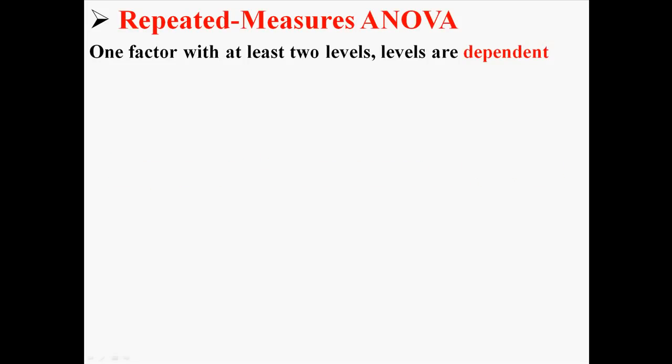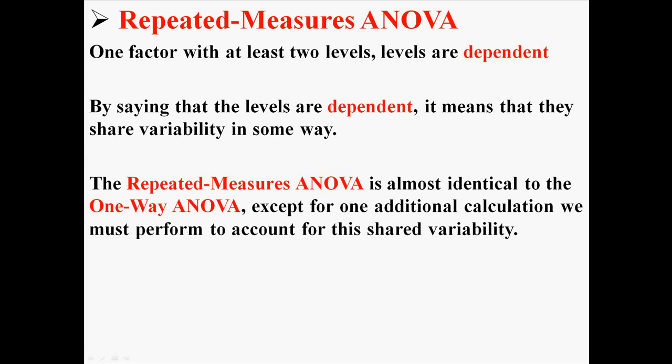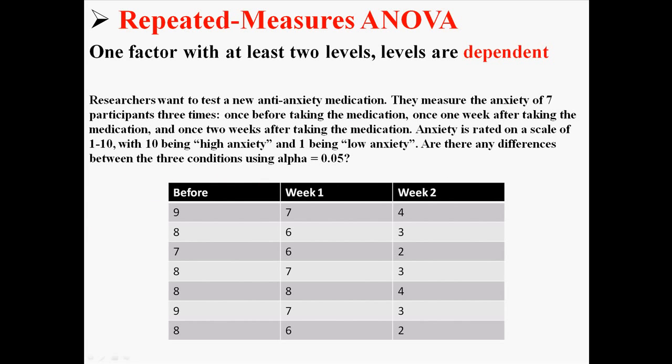So now I have a full example for a repeated measures ANOVA. Remember that a repeated measures ANOVA has one factor with at least two dependent levels. By saying that the levels are dependent, it means that they share variability in some way, that they have some kind of relationship to one another. Now, the repeated measures ANOVA is almost identical to the one-way ANOVA, except for one additional calculation we must perform in order to account for this shared variability. So it's going to be almost the same as the one-way with just a few changes.